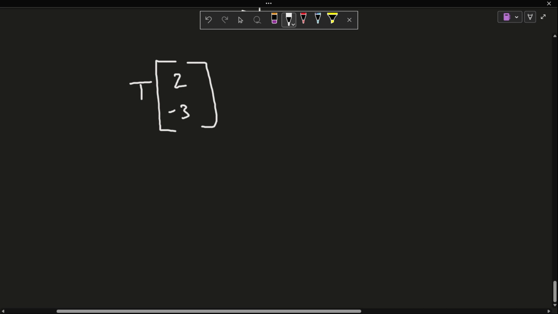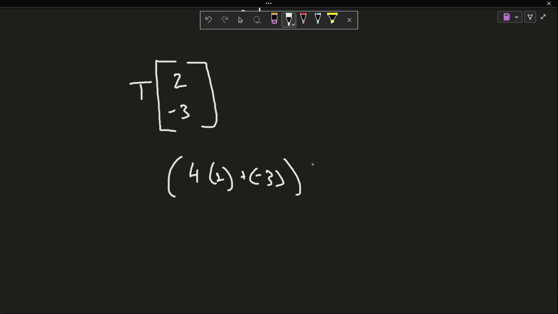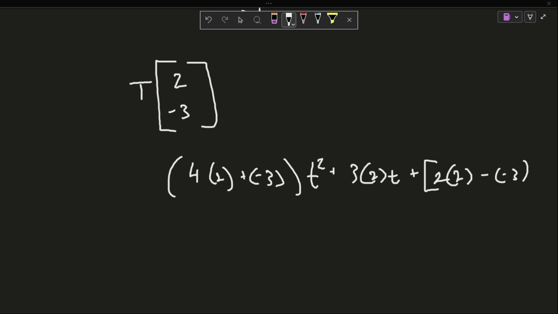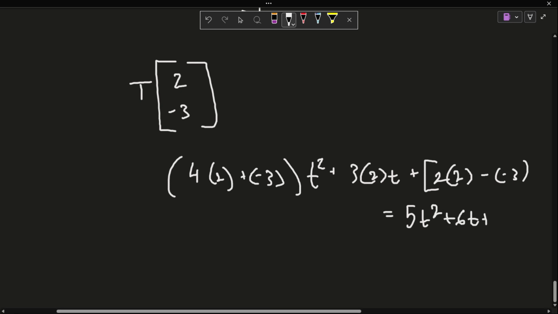Using the direct approach, we're going to get 4 times 2 plus minus 3, all into t squared, plus 3 times 2 times t, plus 2 times 2 minus 3, and that's going to give us 5t squared plus 6t plus 7.